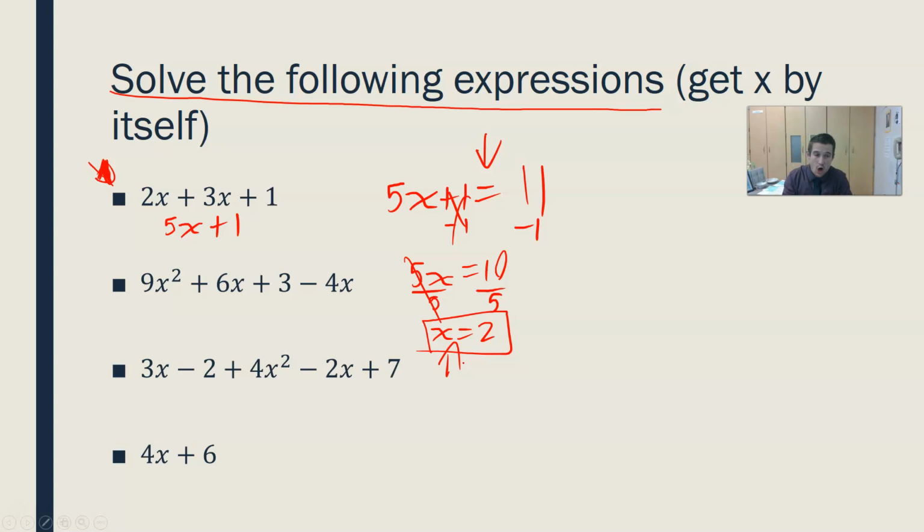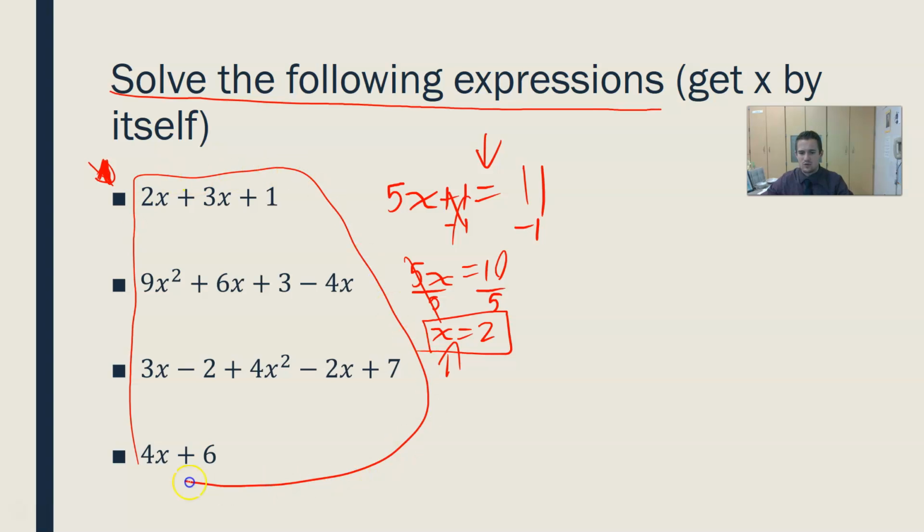That's what solving means. When I'm solving, I'm talking about an equation with an equal sign, where I can get x by itself on one side of the equal sign. So with all of these expressions, notice I don't have any equal signs. So I can't solve those, because there's no equal sign.